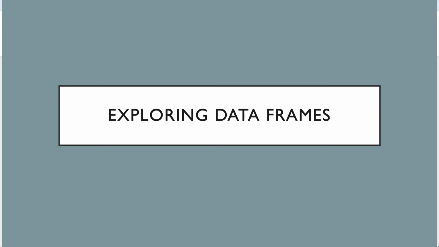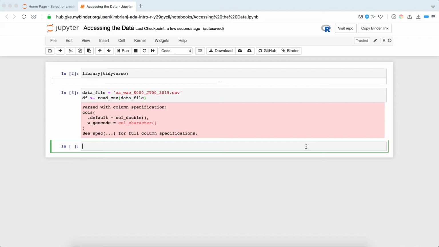In this video, we're going to be talking about accessing the data, looking at what is in the data frame and just being able to get an idea for how big it is, what variables are in there, things like that. So we have the data frame, the California Workplace Area Characteristics, inside a data frame called DF using this code.